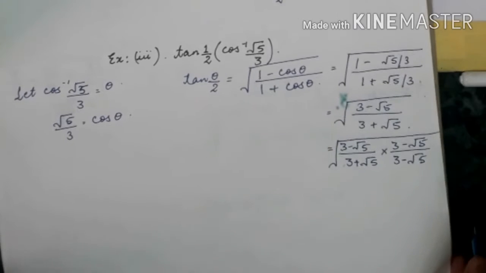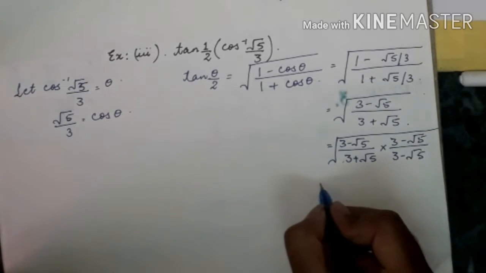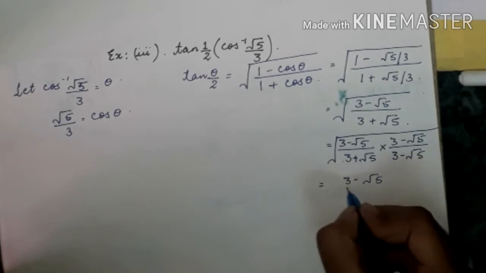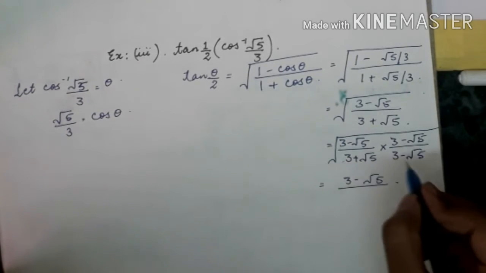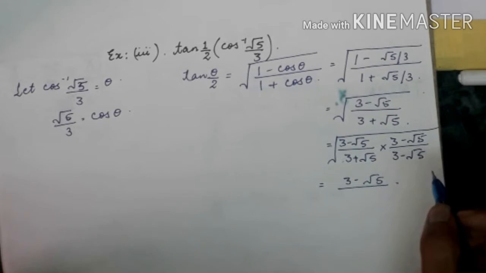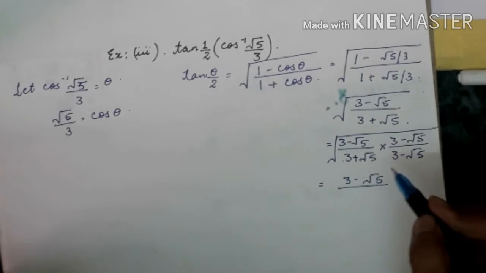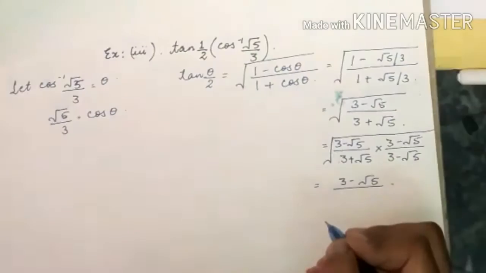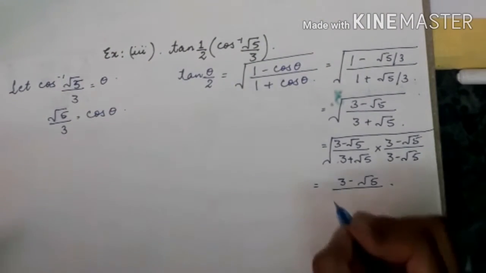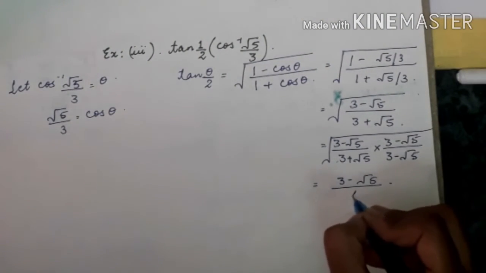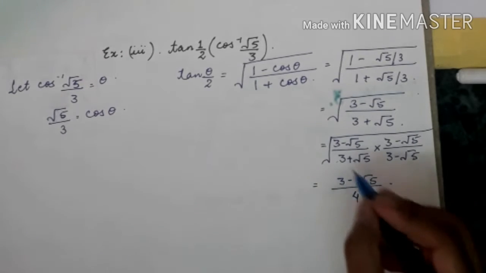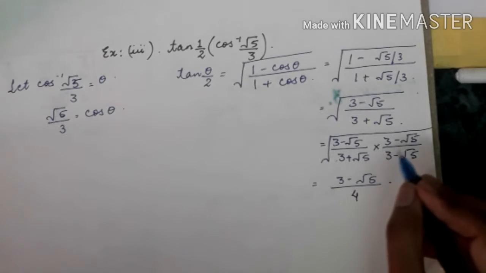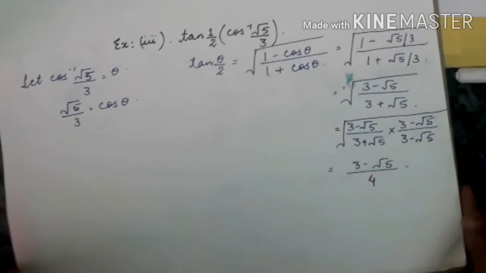Okay, 3 minus under root 5, 3 minus under root 5 upon a plus b, a minus b. Here you have to use the formula of a square minus b square. Upon 4. A square, that is 9, minus b square, that is 5. 9 minus 5 is 4.